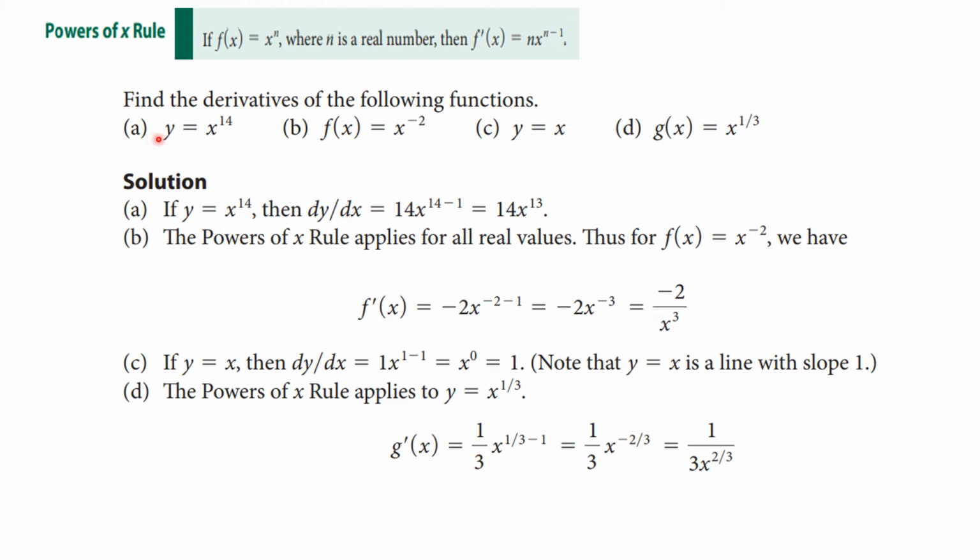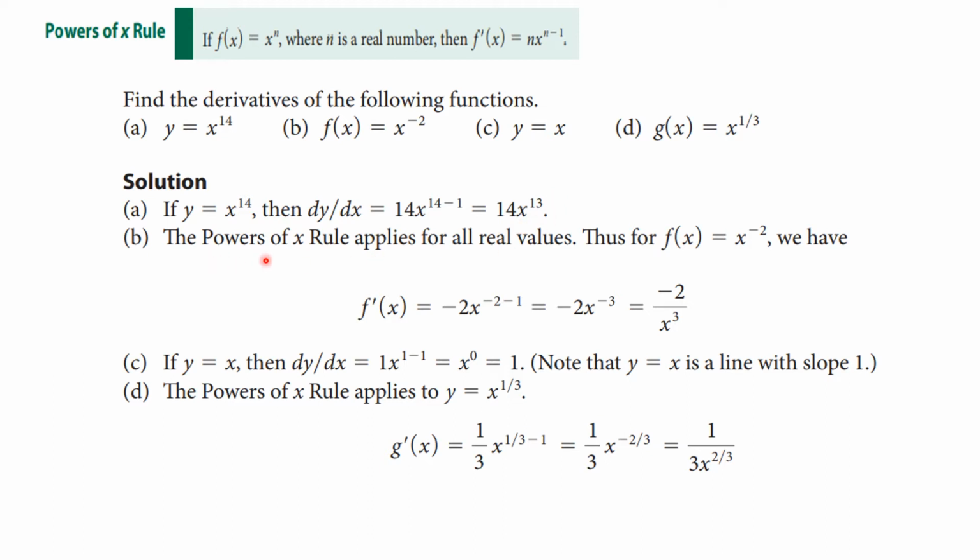First, for this function, y is equal to x to the power 14. Then dy by dx will be equal to, you have to write down the power, here n equals 14, first, then x to the power n minus 1. So 14 minus 1, and it will be 14 x to the power 13.